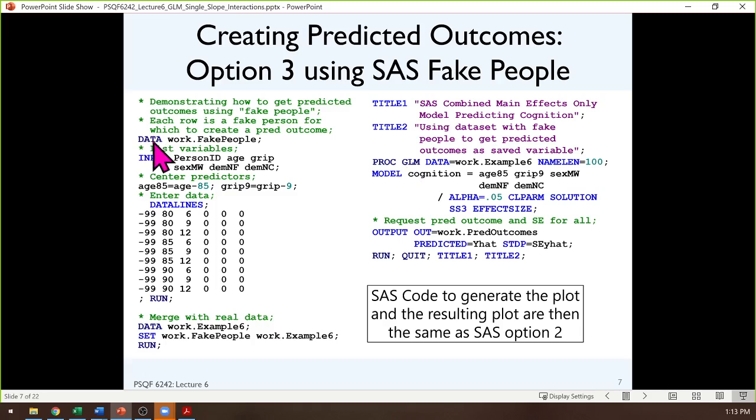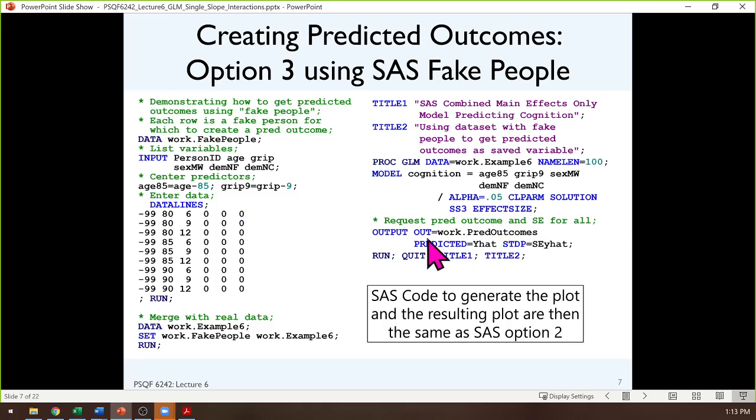So I'm making a new data set. It's literally going to be called fake people. Input names the columns of the data set. So I have a person ID variable and then all of my predictors. I'm going to center the predictors here, and then I'm entering data. So I am making up the rows of the data set that would hold these prototypical values. I then merge my fake people into the real data set, and I run my analysis on all the real people and the fake people simultaneously. The fake people don't have the cognition outcome. So they're not going to mess anything up. They're not going to be used in actually estimating the model.